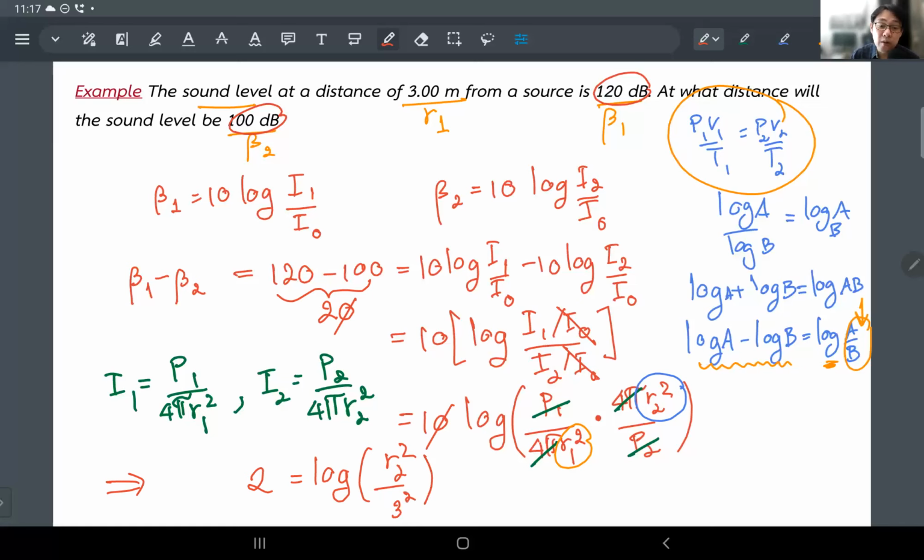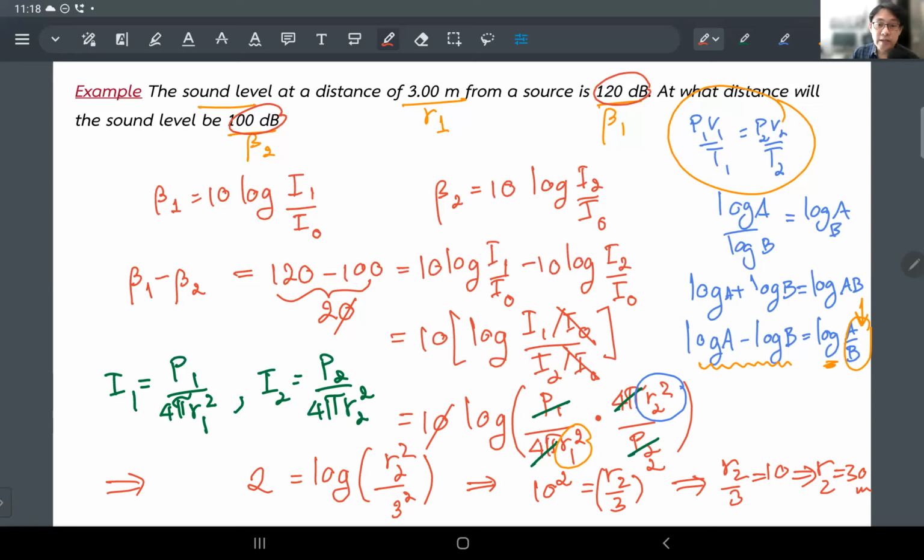Now you can punch the calculator if you like. And for those of you who still like the analytical approach, you can manipulate this a little bit further, because the inverse of log is just a power of base 10. So it's going to be 10 squared equals R2 over 3, the whole thing squared. That means R2 over 3 is just 10, and the new distance is 30 meters. There you go, and that is done.